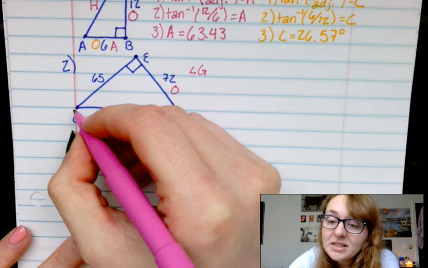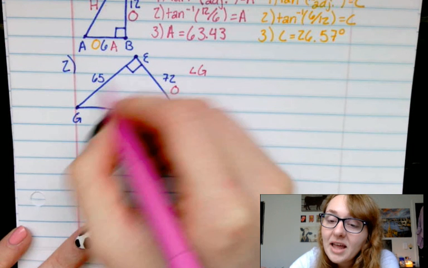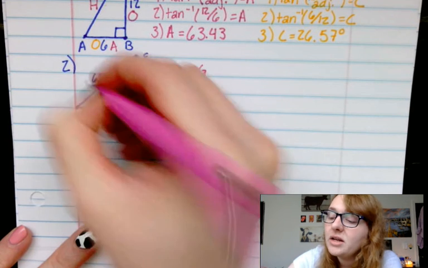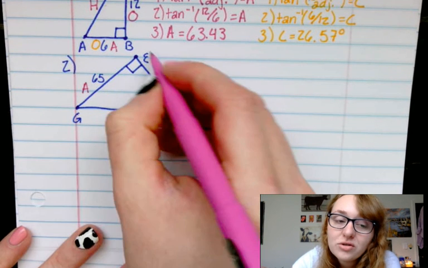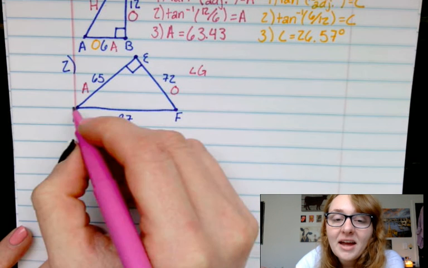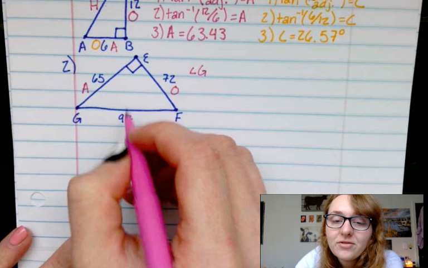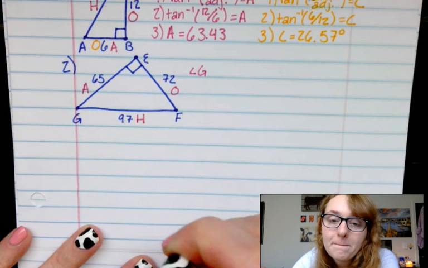From G, our adjacent side is the leg that is touching angle G, the leg that is next to angle G, the leg that is adjacent to angle G. Okay, and that's going to be this side here. Again, we know it's a leg when it's also touching that 90 degrees. And finally, our hypotenuse is the longest side or the side opposite from our 90-degree angle here. So that is our 97.